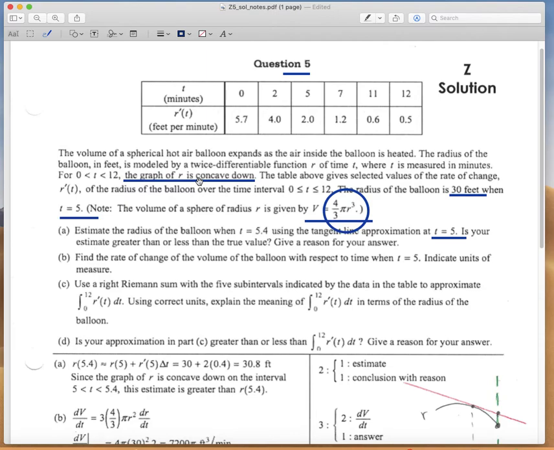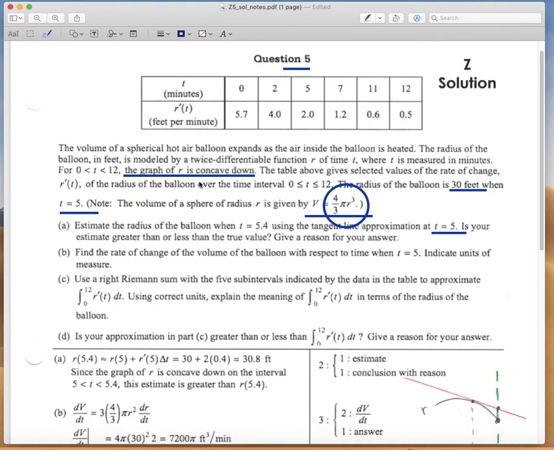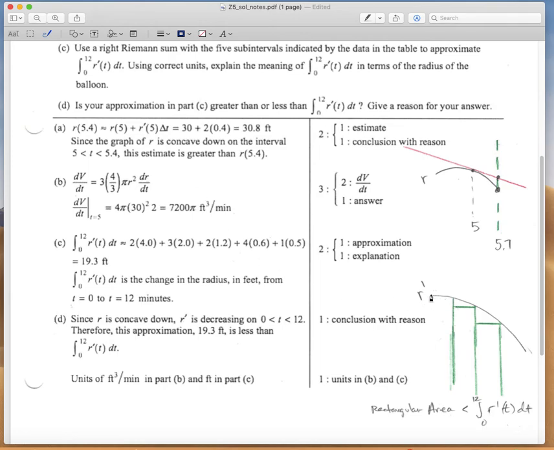I'll say that again. That's a little complicated. Since r is concave down, r double prime is negative. That's the connection between a function's concavity and the second derivative. So because r is concave down, r double prime is negative. Now r double prime is the derivative of r prime. If r double prime is negative, that means r prime is decreasing. So I don't necessarily know that r prime is concave down, but I do know that r prime is decreasing.